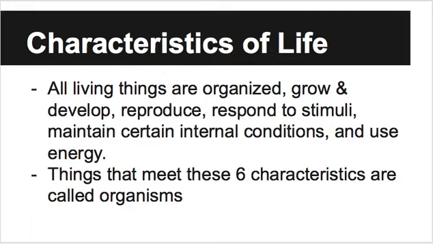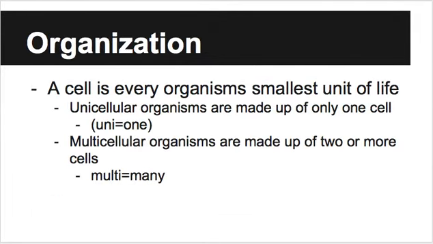So the characteristics of life, there are 6 of them. All living things are organized, grow and develop, reproduce, respond to stimuli, maintain certain internal conditions, and use energy. If you meet those 6 characteristics, you are an organism. So when we talk about the characteristics of life, we're talking about those 6 things. We're going to go through those 6 things now. The first one being organization.